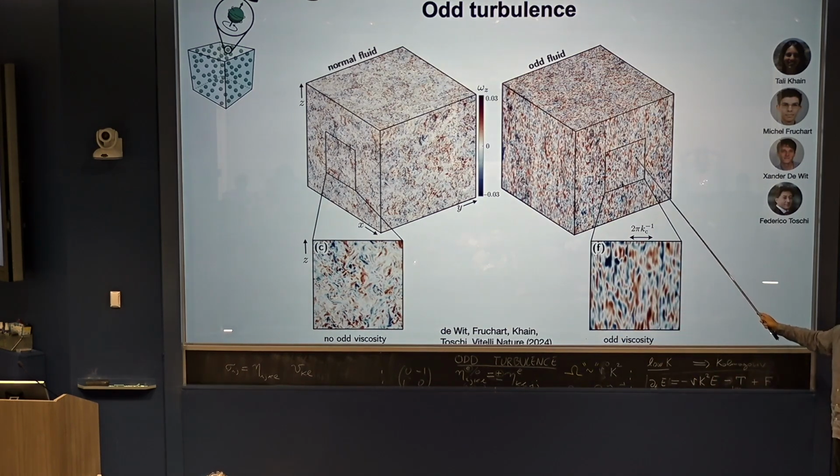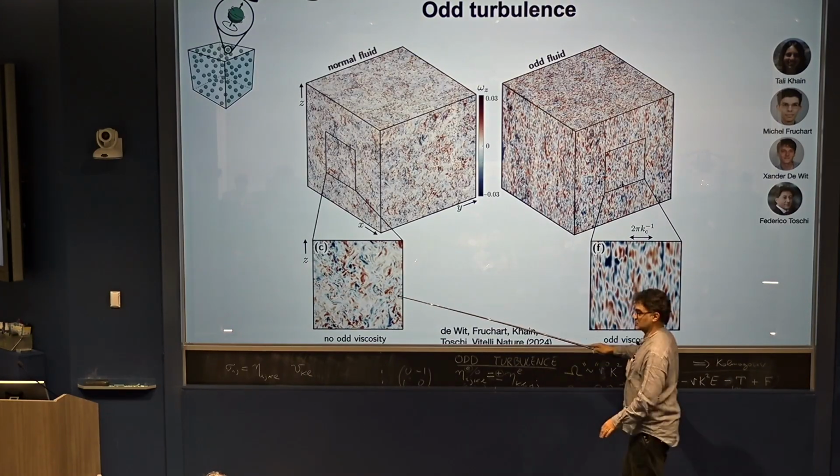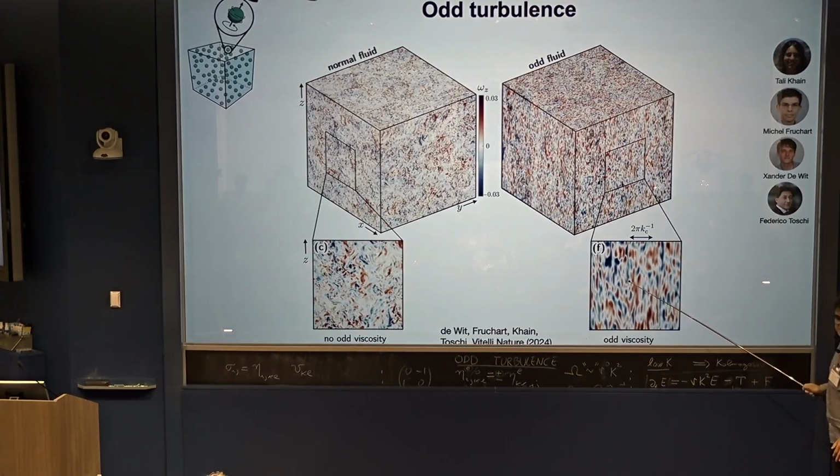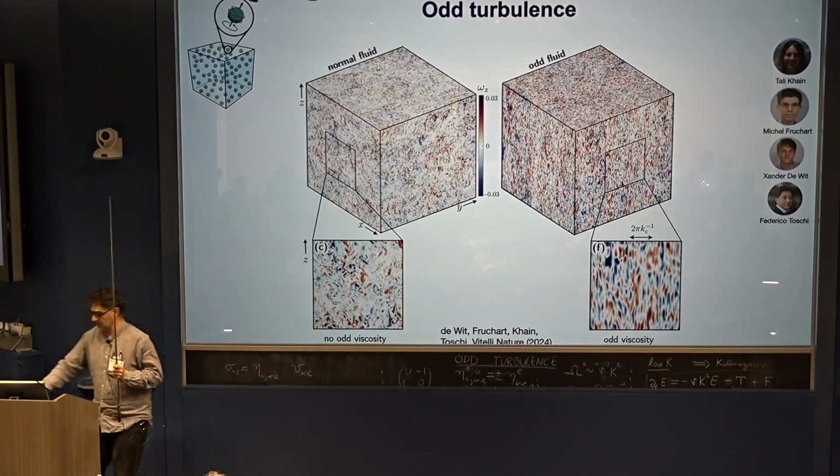Even by eye, I would venture to say, if you compare a snapshot of this projection, no odd viscosity and odd viscosity, you start seeing hints of a wavelength selection occurring. Maybe one could even use the word pattern formation. Okay? But of course, the way to do it properly is indeed to measure the power spectrum. And that's what we did.